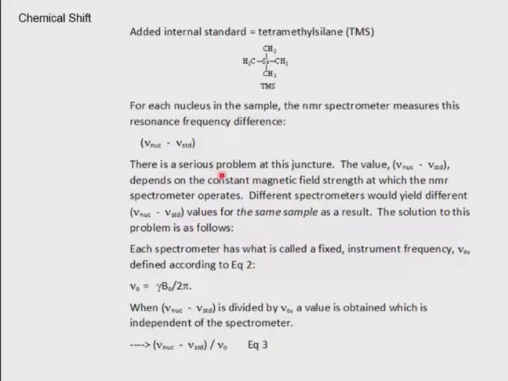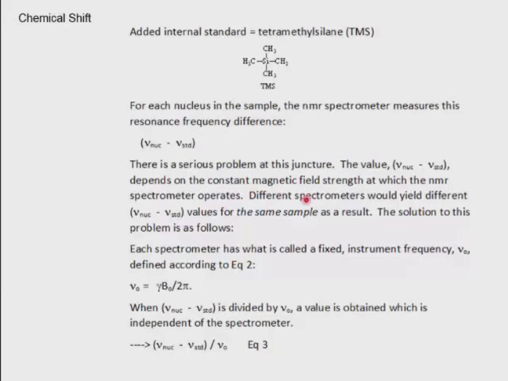All right, however, there's still a problem that has to be resolved. This value, the resonance frequency difference between sample nucleus and standard, will depend on the magnetic field strength that the instrument functions at. Different instruments function at different magnetic field strengths.